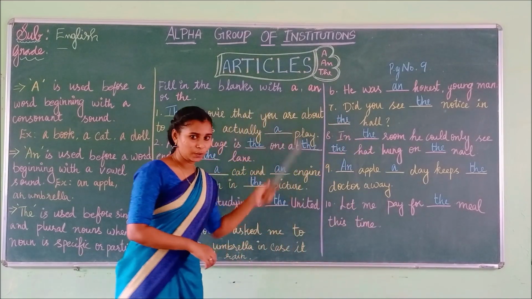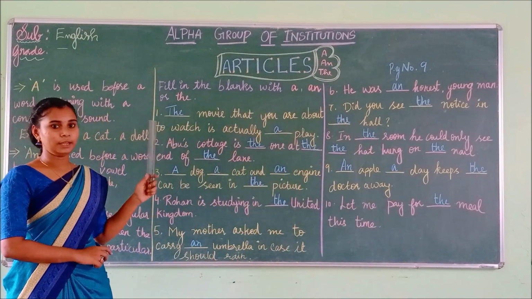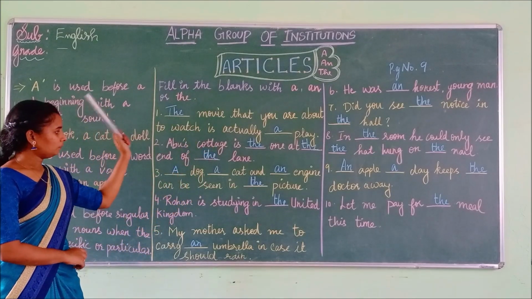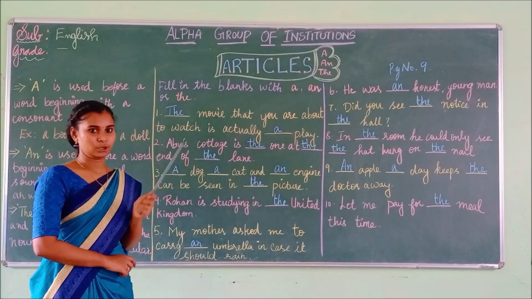Okay children, these are the exercises which you have to complete on page number 9 in your English textbook. Complete all these exercises on articles.